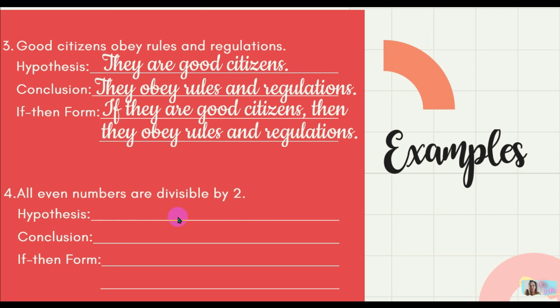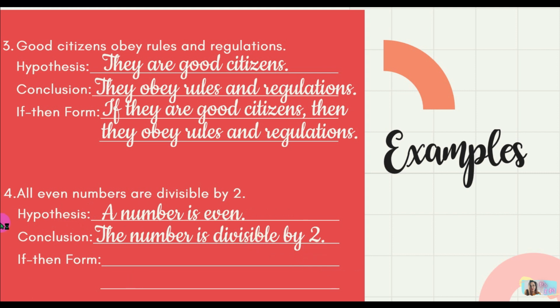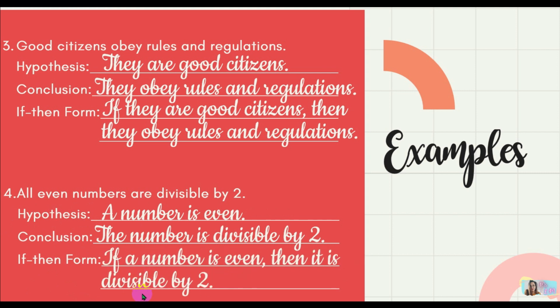Number 4, all even numbers are divisible by 2. Again, all even numbers are divisible by 2. What will be our hypothesis here? Ang nabanggit na dalawang condition here is that meron tayong even numbers at saka divisible by 2. So, for the hypothesis, syempre, kung ikaw ay even numbers, automatically, madi-divide ka naman talaga by 2. So, that will be our hypothesis. We have here, the number is even number, or a number is even. And then, for the conclusion, it is divisible by 2. Or the number is divisible by 2. Now, for the if-then form, what will be our if-then form here? We have, if a number is even, then it is divisible by 2. That will be our if-then form for our example number 4.